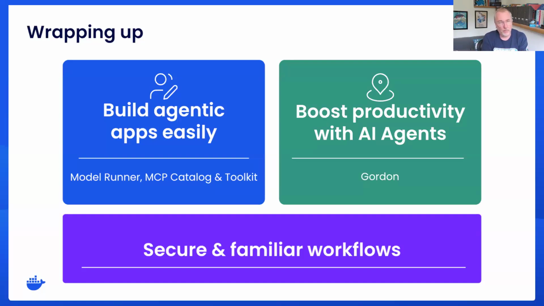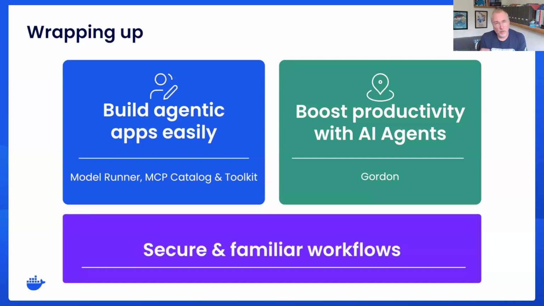Michael showed us a little bit more things there. But there are two main categories of things that we're working on. If you're building an app yourself, then the Model Runner can help you run things locally, and the MCP Catalog and Toolkit can help you run those tools and create agentic apps with those tools and embed them into your system.